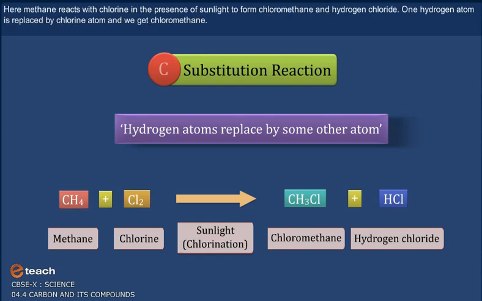Here, methane reacts with chlorine in the presence of sunlight to form chloromethane and hydrogen chloride. One hydrogen atom is replaced by a chlorine atom and we get chloromethane.